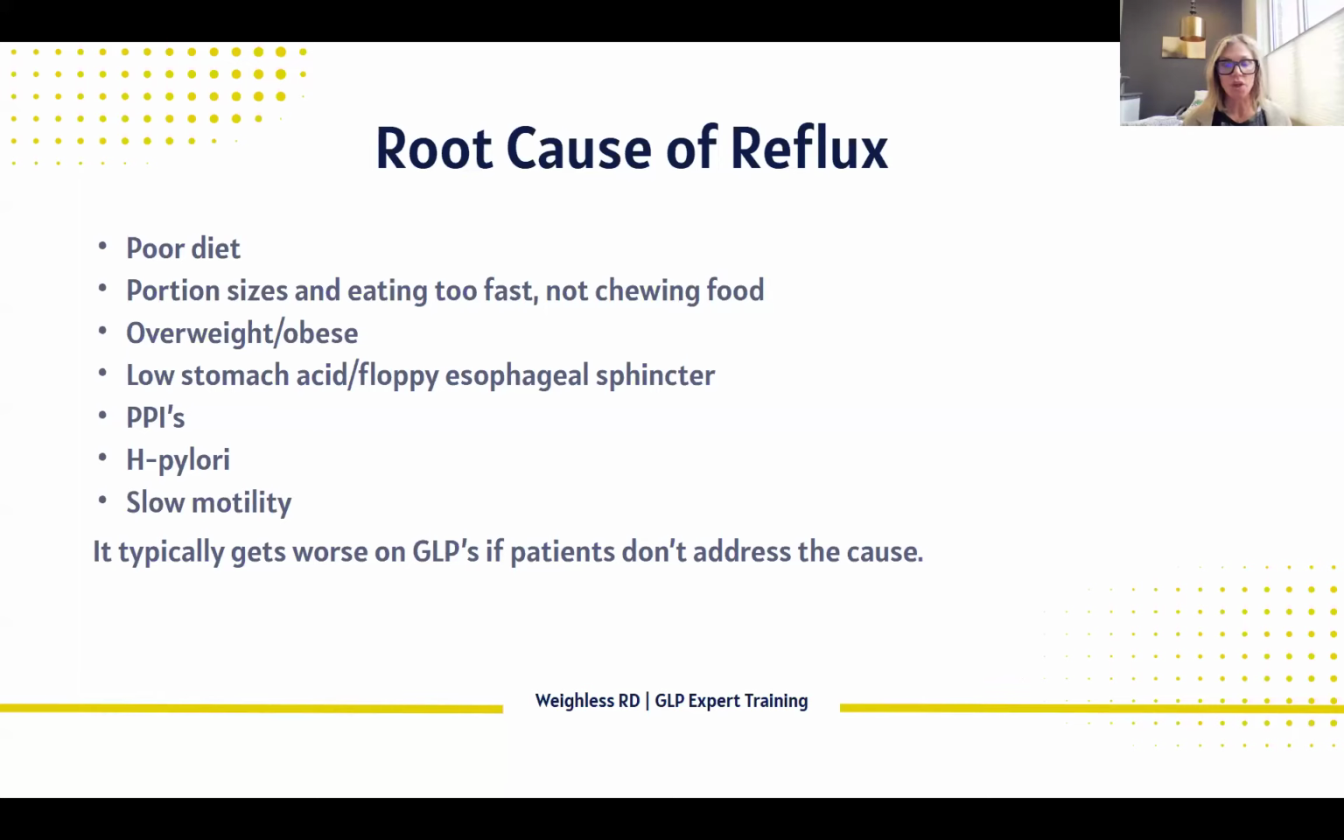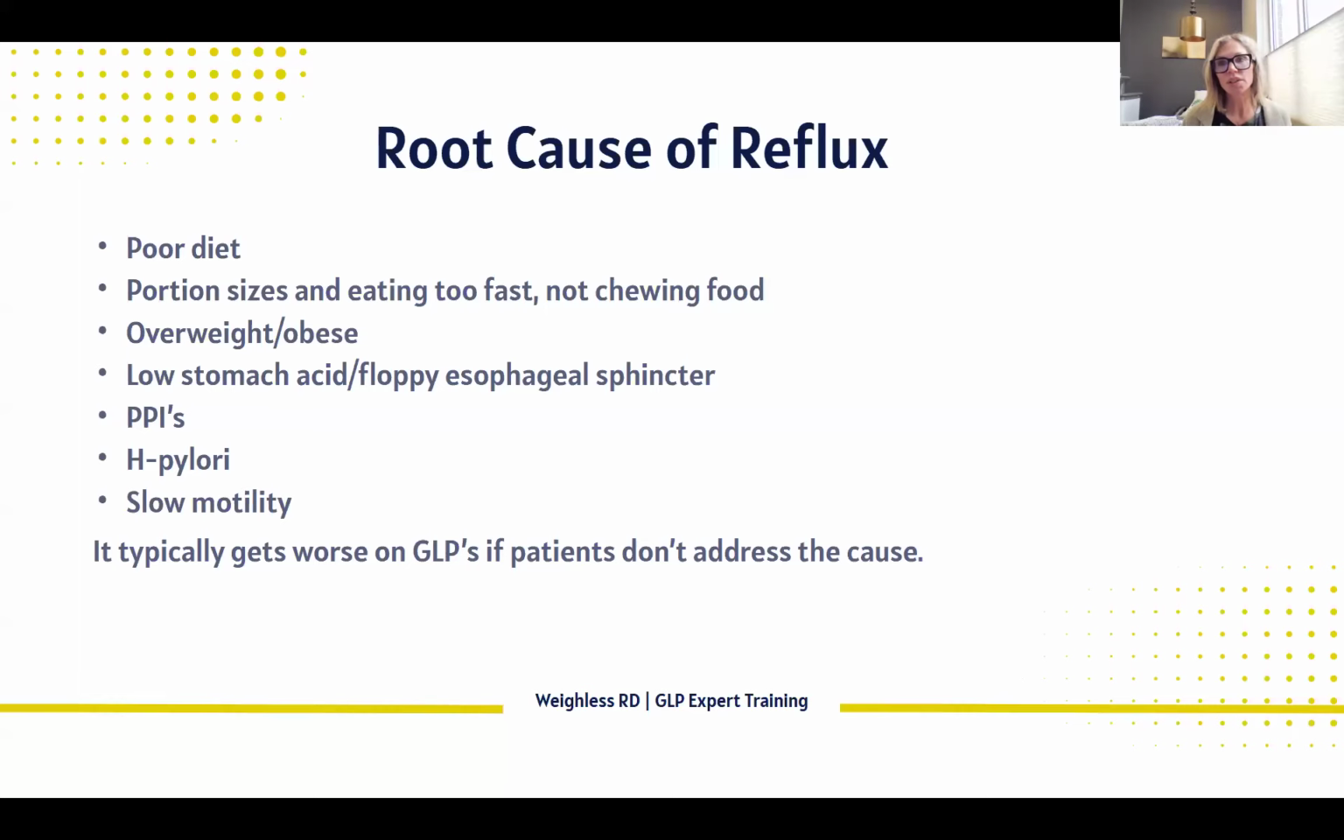Low stomach acid, which a ton of people have because we do testing. They have the floppy esophageal sphincter, so addressing, look, again, if you're looking at more gut stuff, but understand just that these are more foundational. PPIs are terrible. Any anti-reflux medications, that's another whole presentation in itself, but that can exacerbate it.